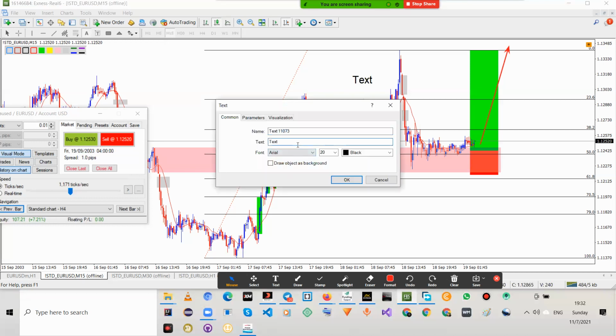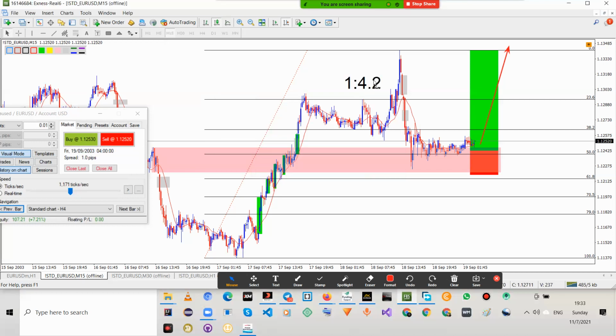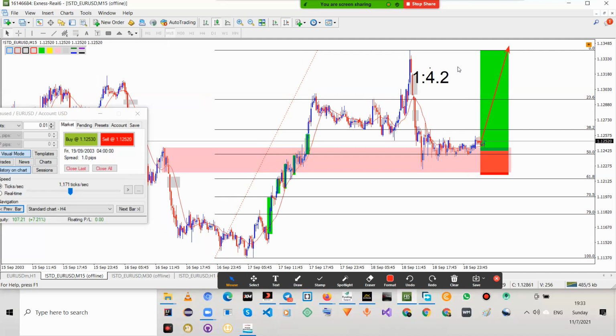1 is to 4.2, and that's really massive and profitable. This would be really great for your account, as you can see. And this whole trade would result in 98 pips.